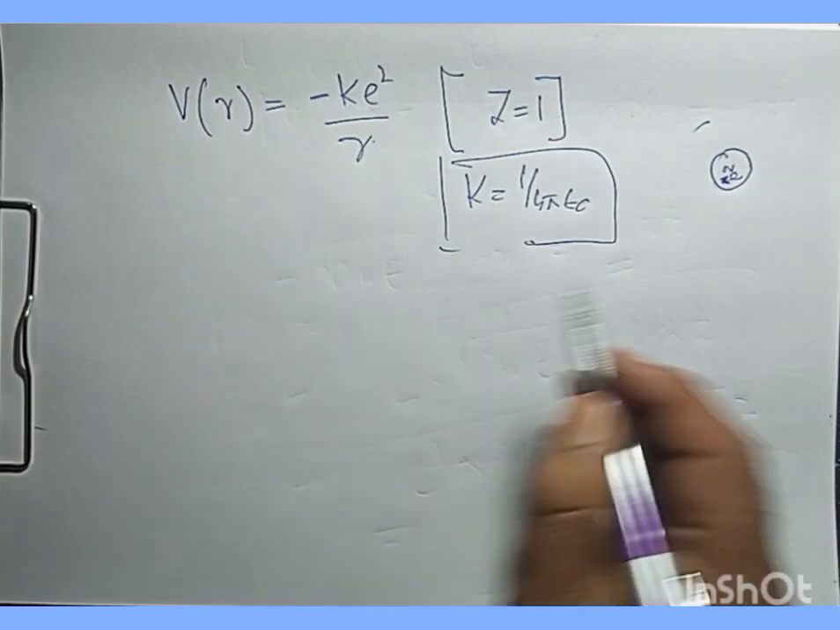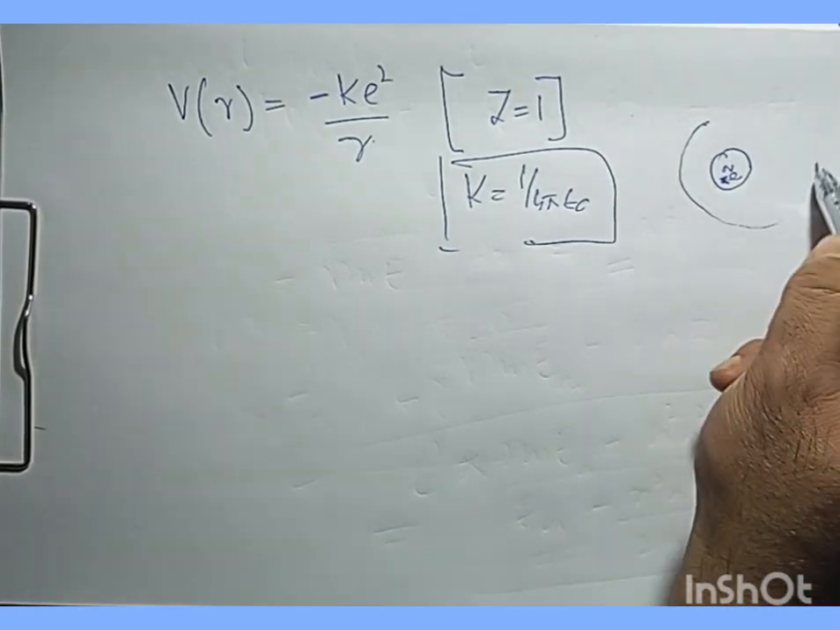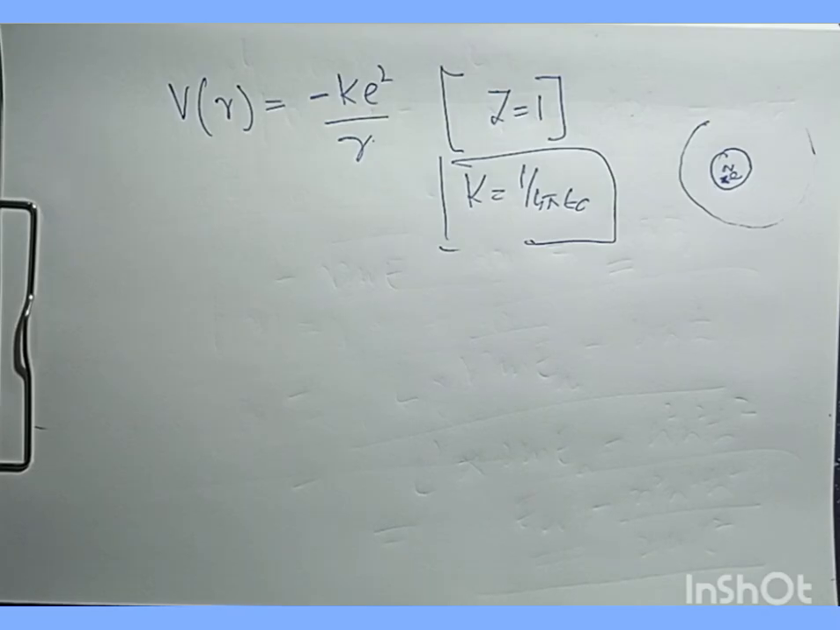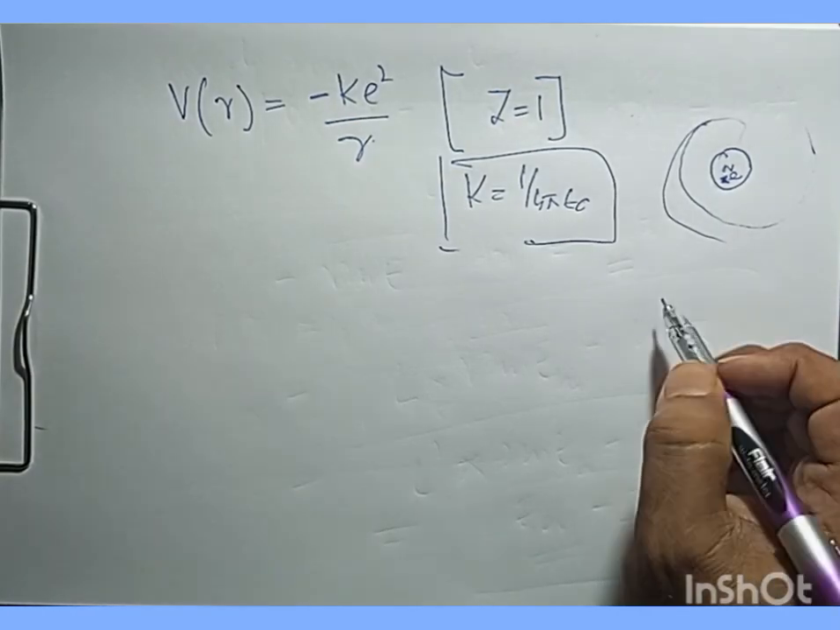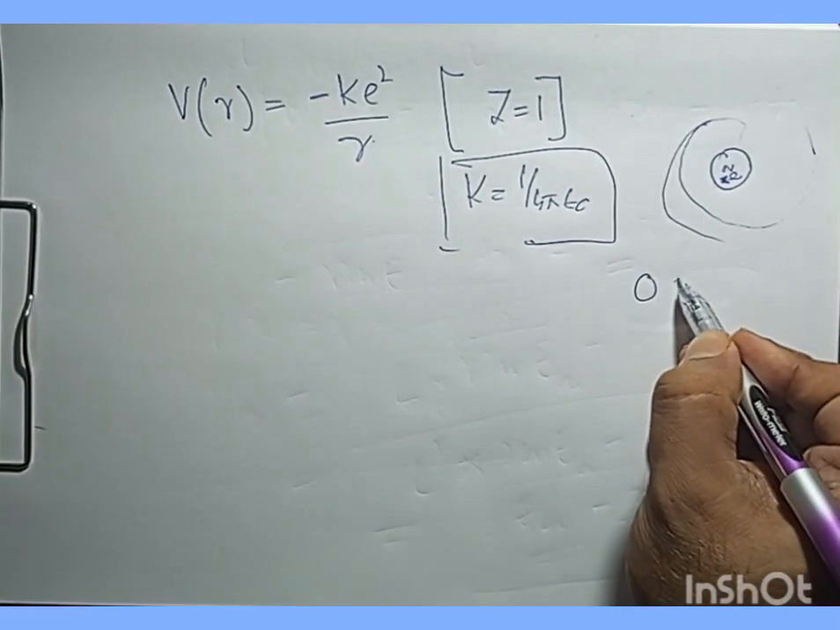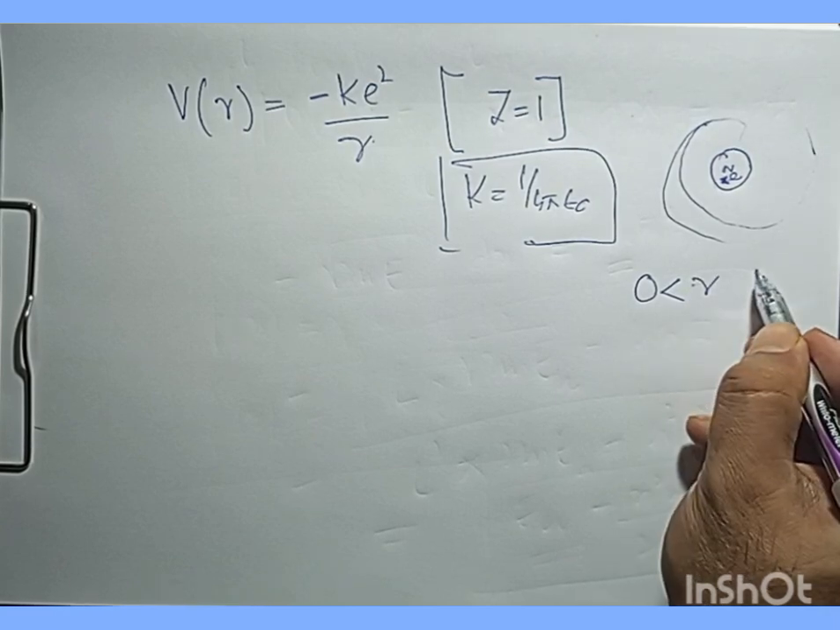Now, since this electron is bound to the nucleus, it can be assumed to be moving between two rigid walls. We can assume this electron to be moving between two rigid walls from 0 and R and A.